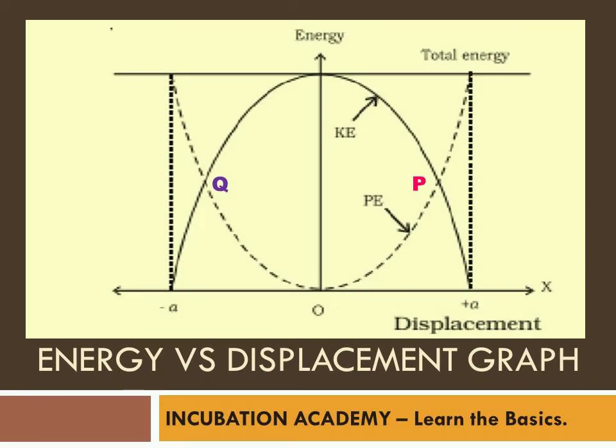If I want to look at the graphs, then the graph is here. This is the energy versus displacement curve. The kinetic energy and the potential energy curves are both shown here, kinetic energy by the solid line and the potential energy by the dotted curved line. Here you can see the kinetic energy and potential energy curves intersect each other at the points P and Q, the particular points where the kinetic energy and the potential energy are equal to each other. That is what we obtained from x equal to plus minus a divided by root 2.